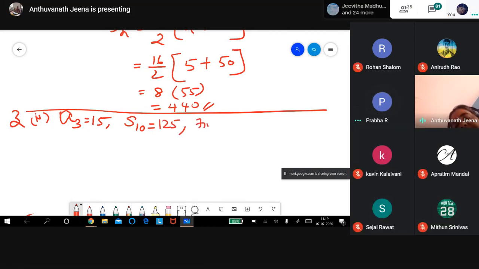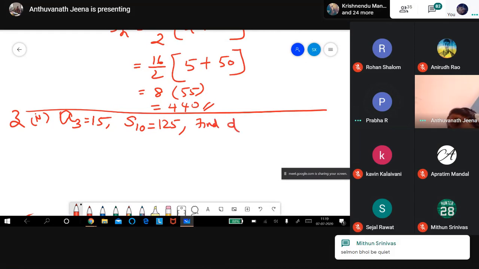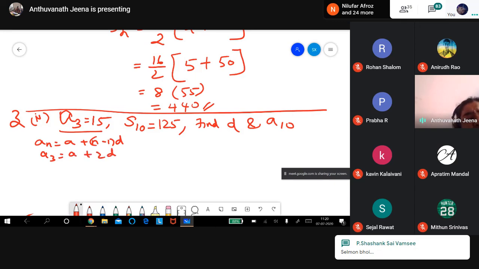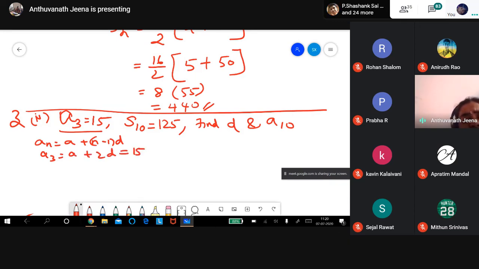You need to find the common difference and the last term. Start with this first. An means third term, so the An formula should apply. An is equal to a plus n minus 1 into d. So A3 will be a plus 2d, because n minus 1 is 2. A plus 2d is 15. Keep this as the first equation.